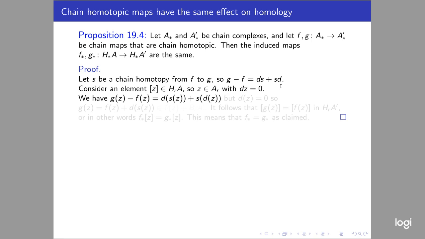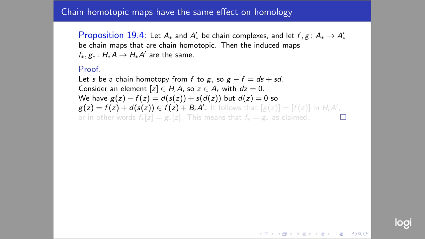Okay. So let's look at GZ minus FZ. Because G minus F is DS plus SD, it's DSZ plus SDZ. But remember, Z is a cycle, so dZ is 0. So this second term here, we can ignore, that goes away. And then we can just move the FZ over to the right-hand side. So we've got GZ is FZ plus DSZ. Okay. But the key point is that this is D of something, so it's a boundary. It's an element of B_r A prime.